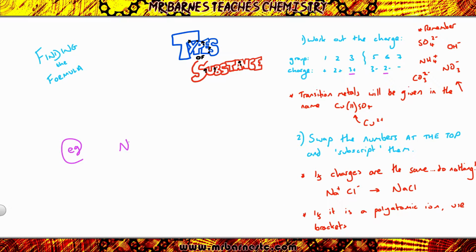Another example, ammonium, NH4+, reacting with a carbonate, CO3 2-. I take my 2 from the top right, I move it down to the bottom left. I've now got a 2 next to my 4. It looks weird, so I have to put a bracket there. So it's NH4 in brackets 2 CO3.